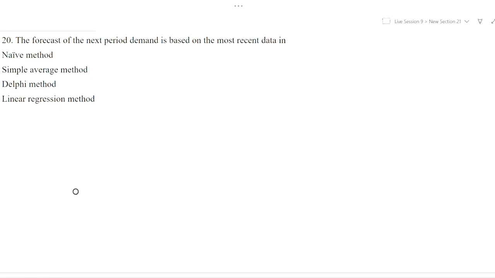The forecast for the next period demand is based on the most recent data. This is known as the naive method, simple average method, Delphi method, linear regression method. Here, this is known as the naive method. Well, Delphi method, it is an iterative procedure in which a series of questionnaires are given to management and staff, and based on the answers, a common value of forecast is decided.